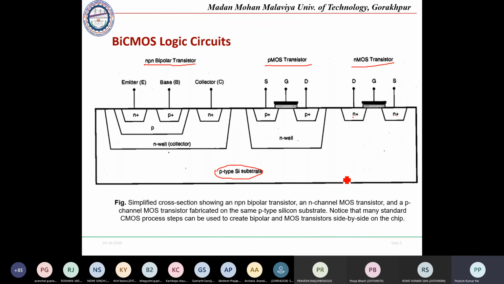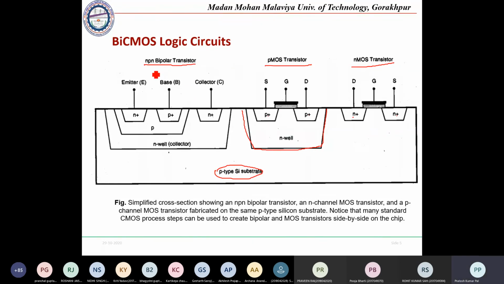Similarly, to create a PMOS on the same substrate, we have to deposit an NVEL structure. So this is your NVEL structure. Once we have deposited the NVEL structure, in that we can deposit the P plus regions for source and drain, and then the oxide and the gate. That is how the PMOS should be fabricated.